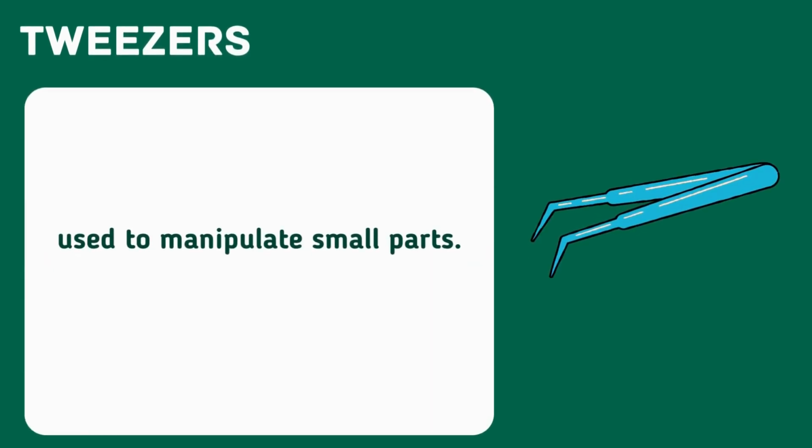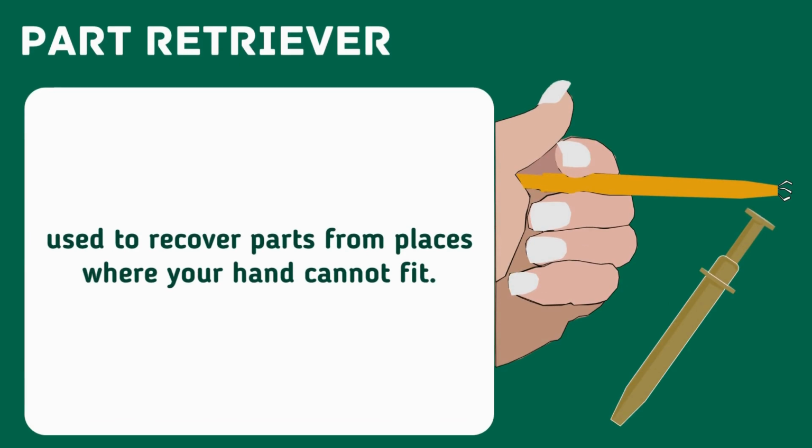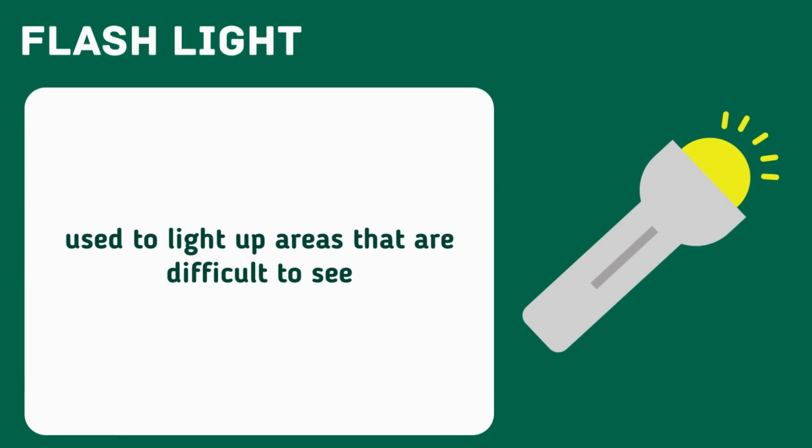Tweezers, used to manipulate small parts. Part retriever, used to recover parts from places where your hand cannot fit. Flashlight, used to light up areas that are difficult to see.